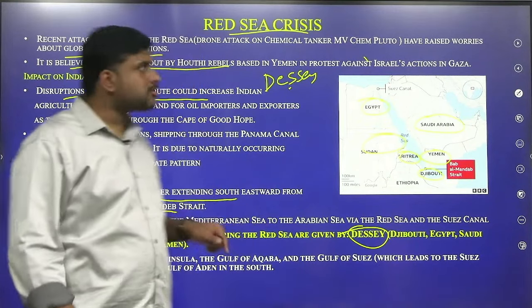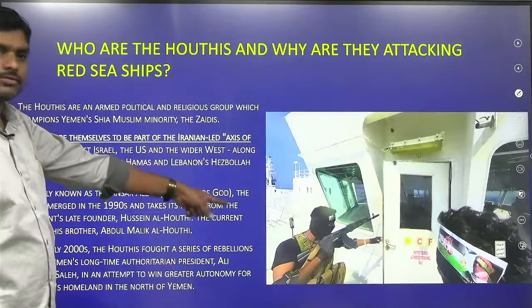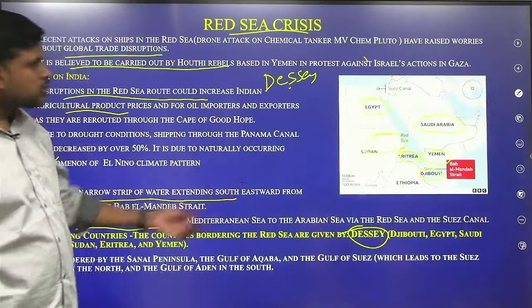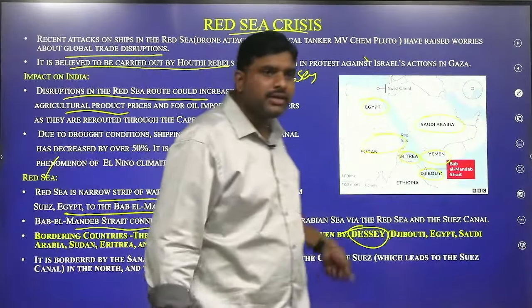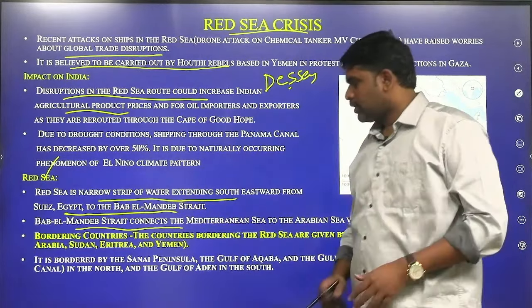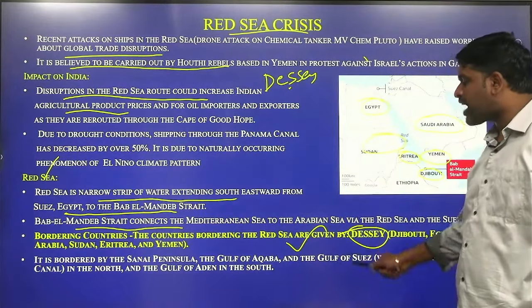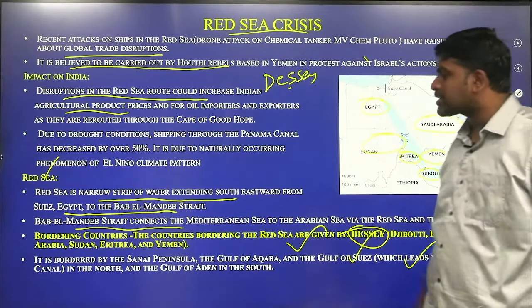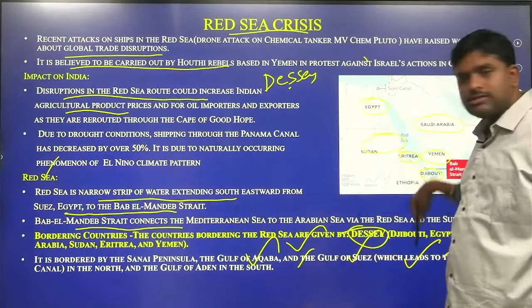Why is it in the news? Because of this. Hence it is in the news. So what are the bordering countries of the Red Sea? Desi. It's bordered by the Sinai Peninsula, the Gulf of Aqaba and the Gulf of Suez, which leads to the Suez Canal in the north, and the Gulf of Aden in the south.